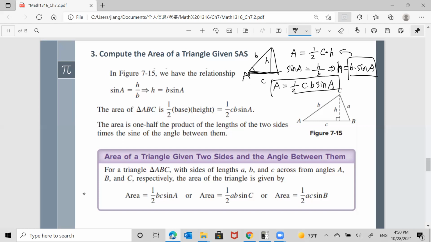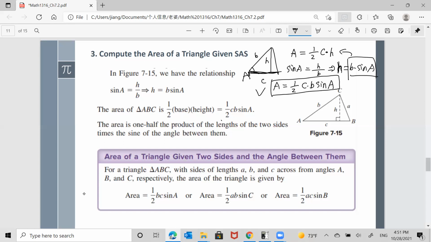So that means if I have a triangle with the given information SAS, that means side, angle, side, I can find the area of this triangle that equals 1/2 times the side B or C, for example, the side C times B and the sine angle A. The A is between C and B. So this is a formula to find the area of the triangle.